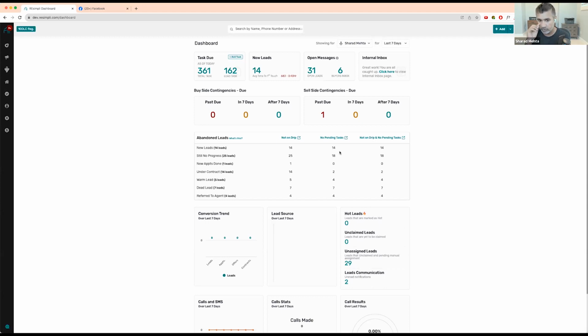So you really want to make sure you either put the lead on a drip or put the lead on a task. And this is real time. If you go in and update a lead, and let's say you only had one task assigned to it, and that lead no longer has a task assigned to it, it will show up here. So you want to keep an eye on this on a daily basis.